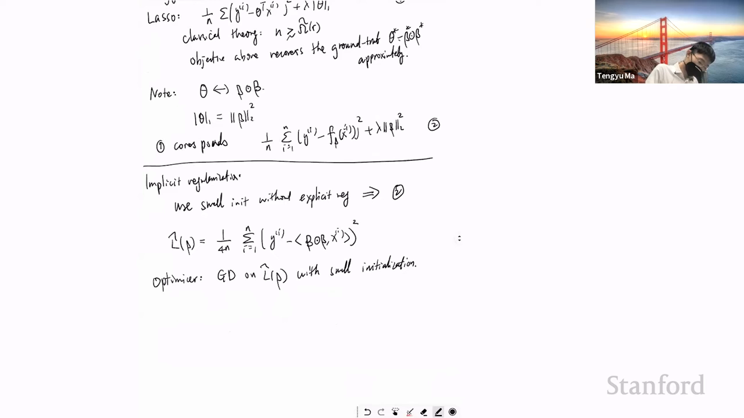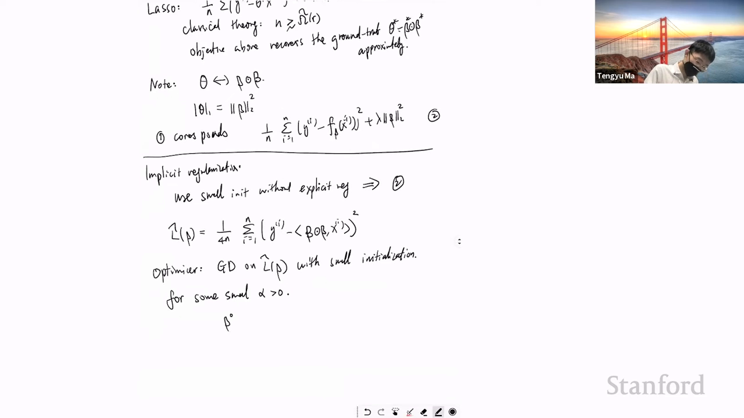More concretely, the algorithm is, for some very small alpha larger than 0, we initialize beta to be alpha times the all-ones vector. You don't know the support of beta, of course, right? So you initialize all the entries by alpha. And then you take a gradient descent update every time. So beta t plus 1 equals beta t minus eta times the gradient at beta t.